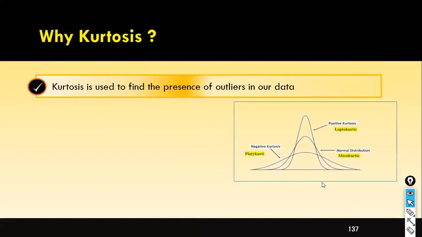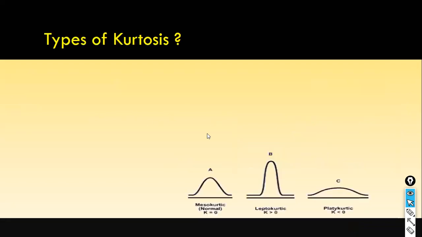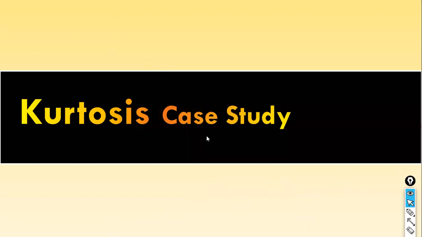So this is what I have drawn. This is your normal distribution. This side is negative kurtosis, which is platykurtic, and this is positive kurtosis. Kurtosis is used to find the presence of outliers in a data set. That is what we discussed.